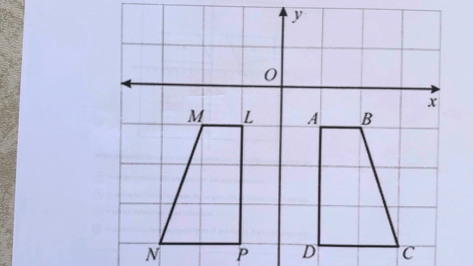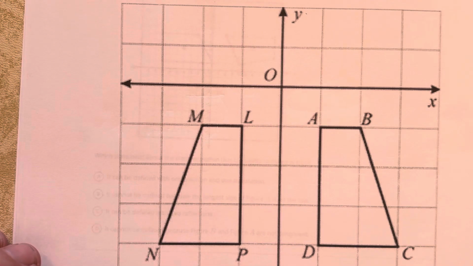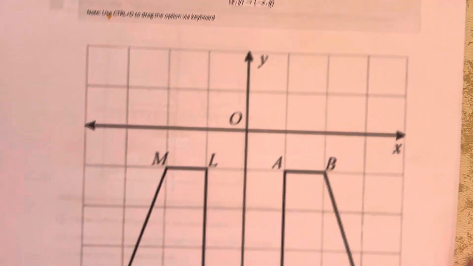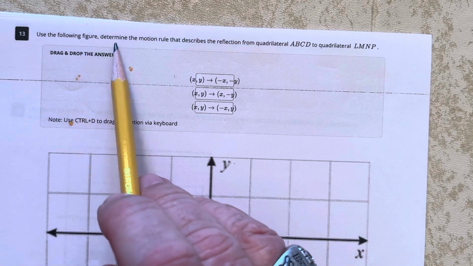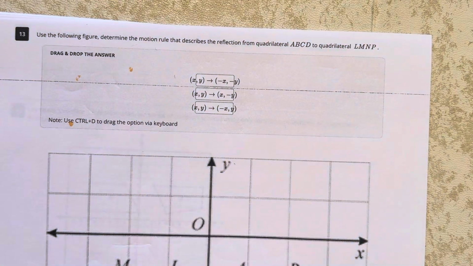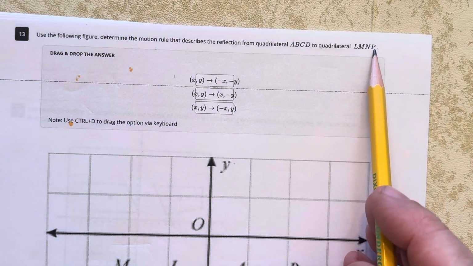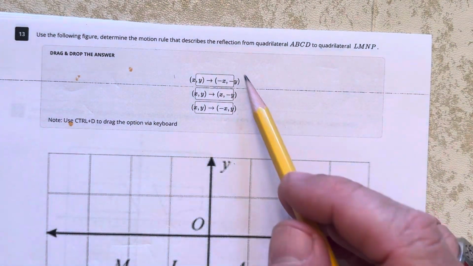All right, next question. This is going to be question number 13. Now, this is a really big page, so I'll have to slide my paper up and down so you guys can see. The question says, use the following figure to determine the motion rule that describes the reflection from quadrilateral ABCD to quadrilateral LMNP, and then they want you to put the answer. So here are my answer choices, and I'm going to pick one of these.